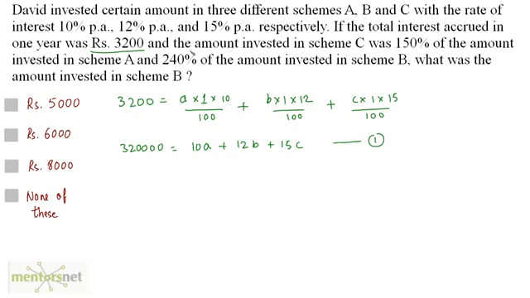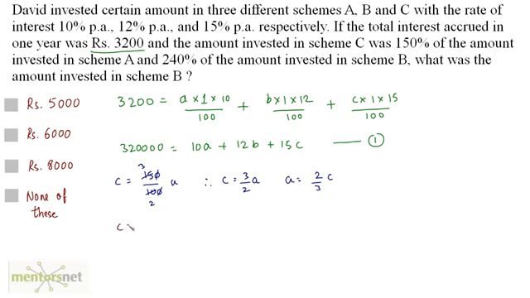Now it has been given that the amount invested in C was 150% of the amount invested in scheme A. So we have C is equal to 150% of A, isn't it? So I have 5 times 3 is 15 and 5 times 2 is 10. So therefore C is equal to 3 by 2 A, right? Or in other words, A is equal to 2 by 3 C. So we have this. It is also said that the amount invested in scheme C was also 240% of the amount invested in scheme B.